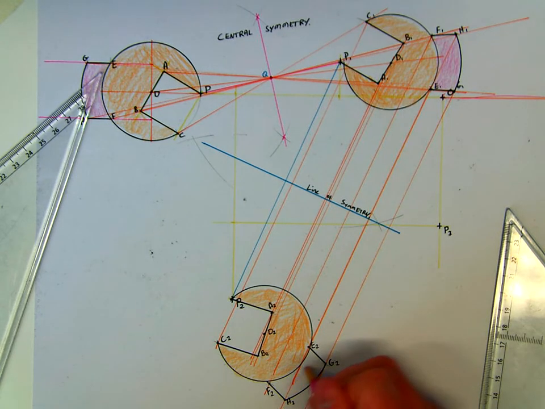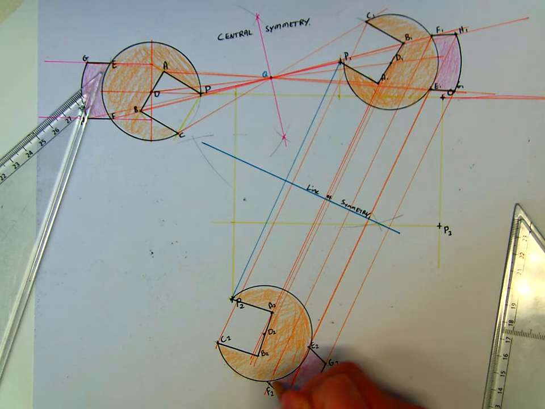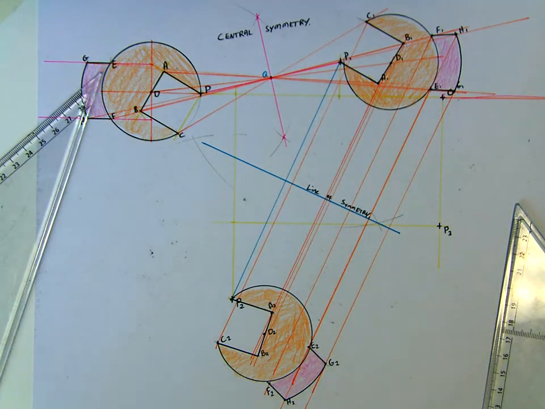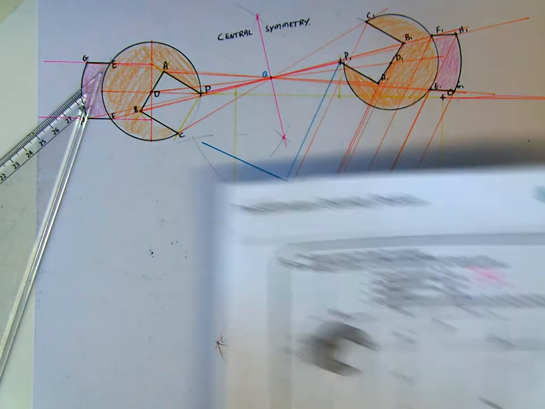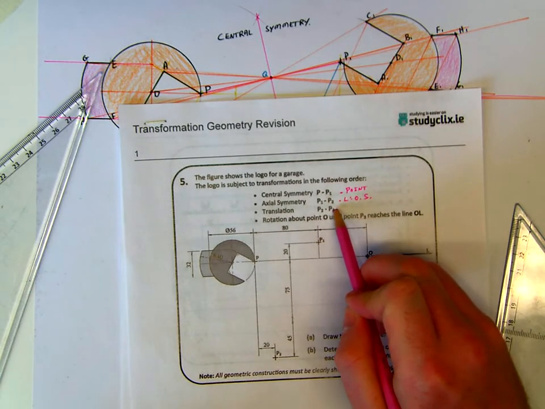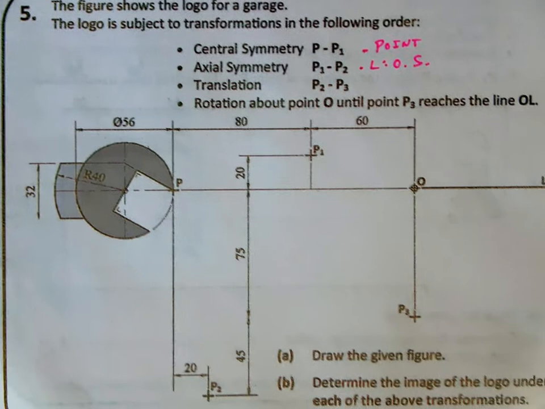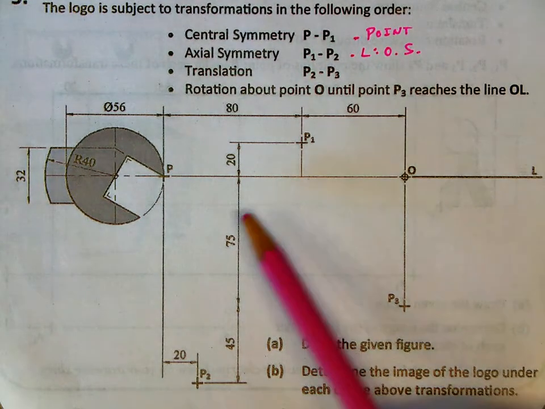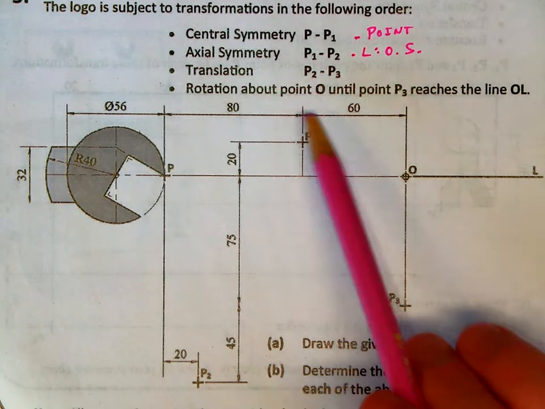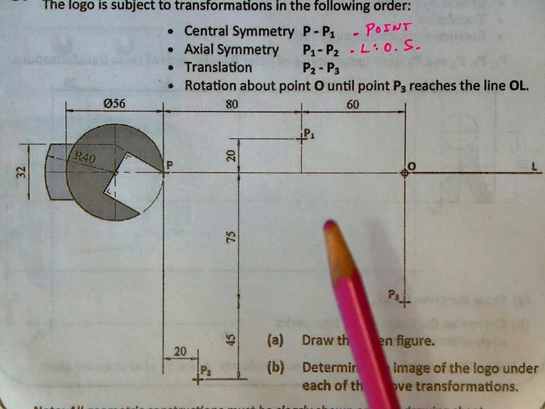And the handle. Okay, so next up is a translation from P2 to P3. Just to zoom in on that there so we can see what I'm doing. So I have done a central from P to P1, that's finished. P1 to P2 was axial and I've done it. And next up is P2 to P3 by translation.